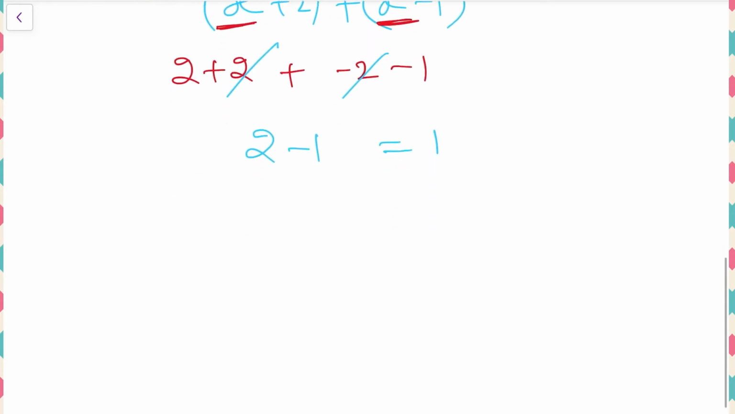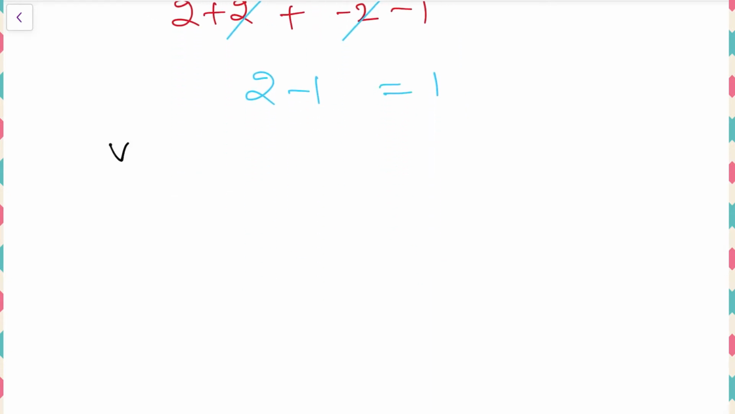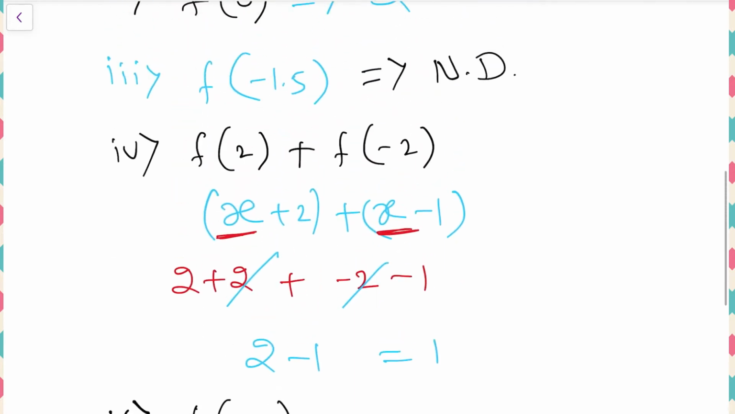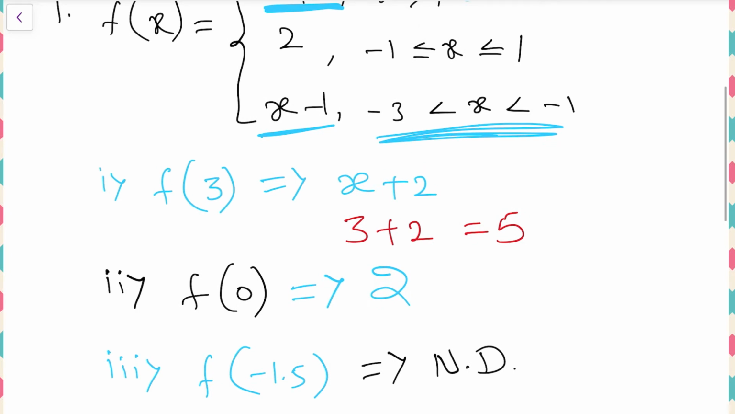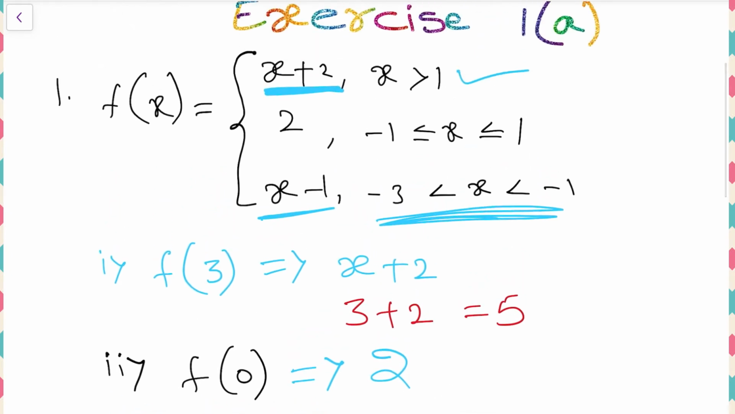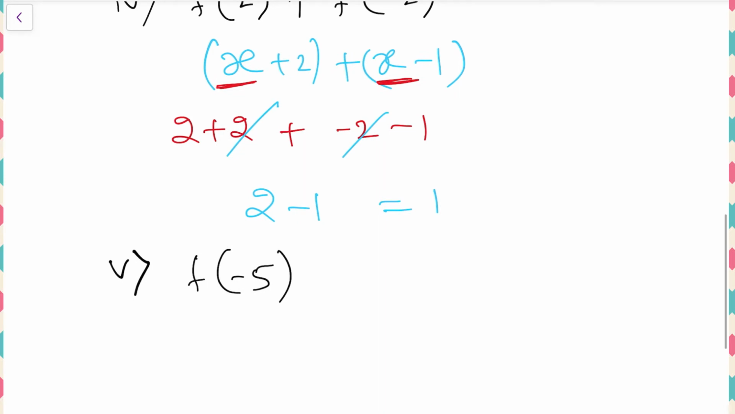Next, the fifth question in this first bit, that is the value of f of minus 5. Let us check where this minus 5 lies in the given statements. In the first statement minus 5 won't come, in the second statement also minus 5 won't come, in the third statement also minus 5 won't come. So this value is not defined.